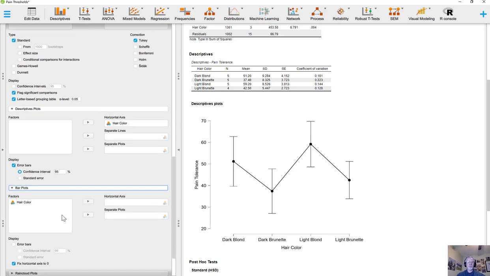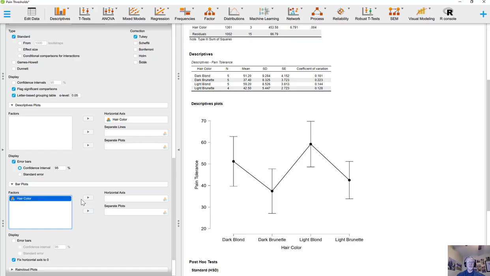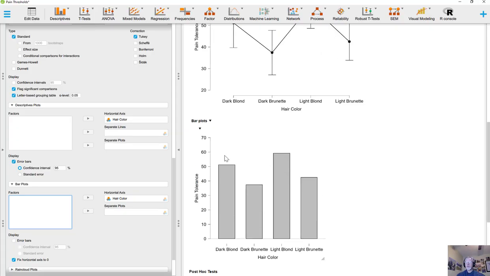There's also bar plots, which basically are another way of showing the same thing. You can show the 95% confidence errors, or you can do the standard errors, which is another way of seeing where the differences are. Standard errors are smaller. And so here, if the standard errors aren't overlapping, then it becomes pretty obvious that the light blonde, since its standard errors don't overlap with the standard errors here or here, is significantly different than these two groups.